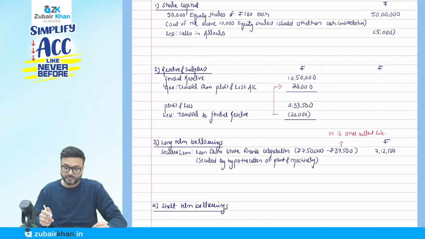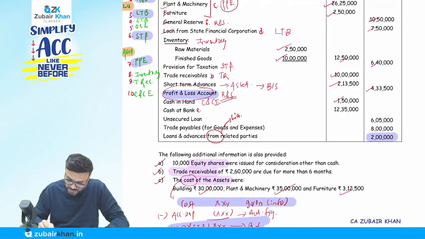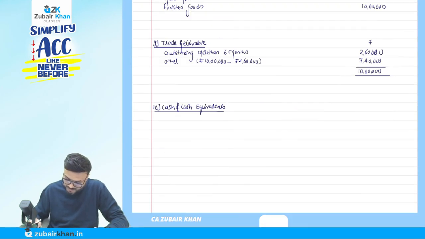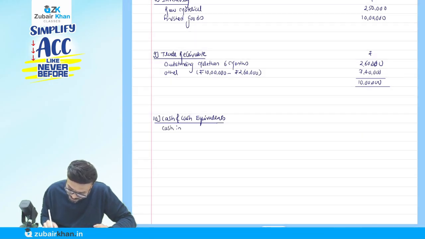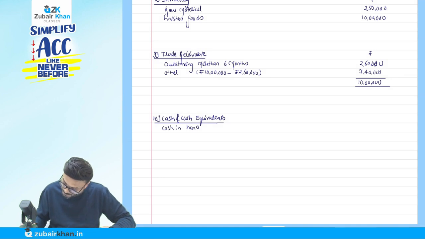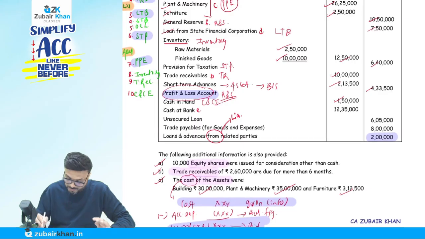Okay. Then we have cash in hand. Where will it go? Cash and cash equivalent. 1,50,000. So we go to cash and cash equivalent. Where is this? Notes to account number 10. Write down their cash in hand is 1,50,000. Now write down cash and cash equivalent. How much? 1,50,000. Then cash at bank is 12,35,000.